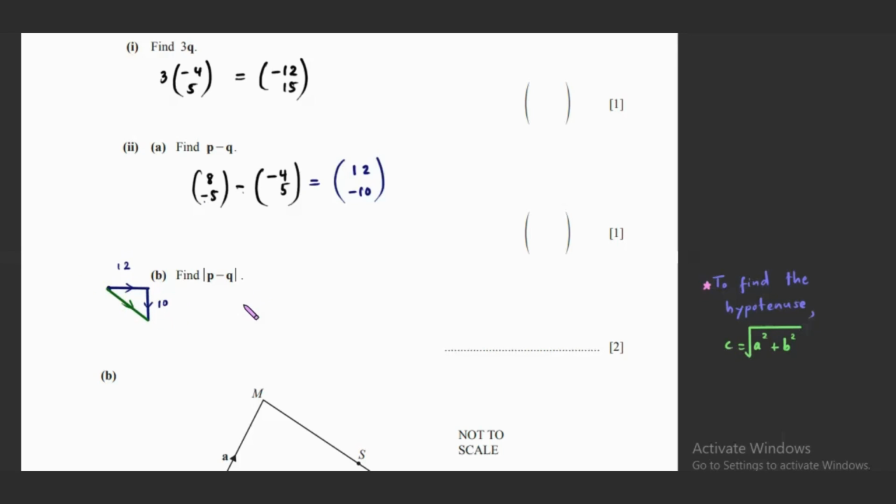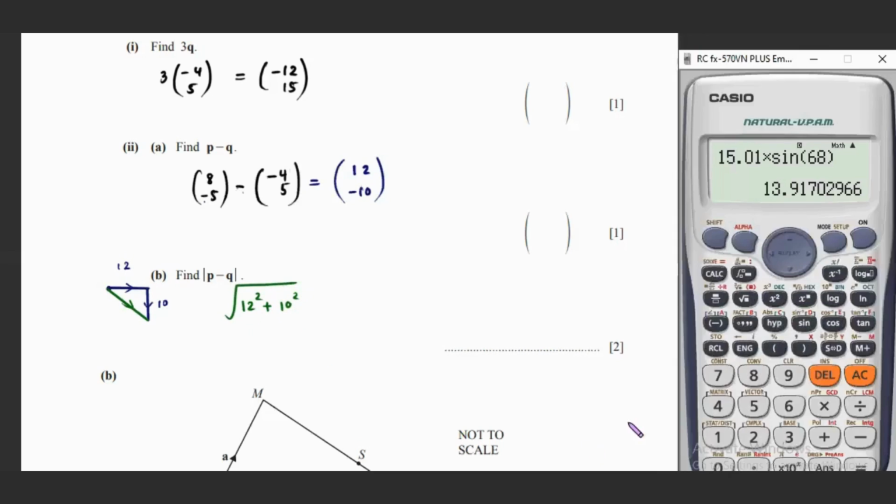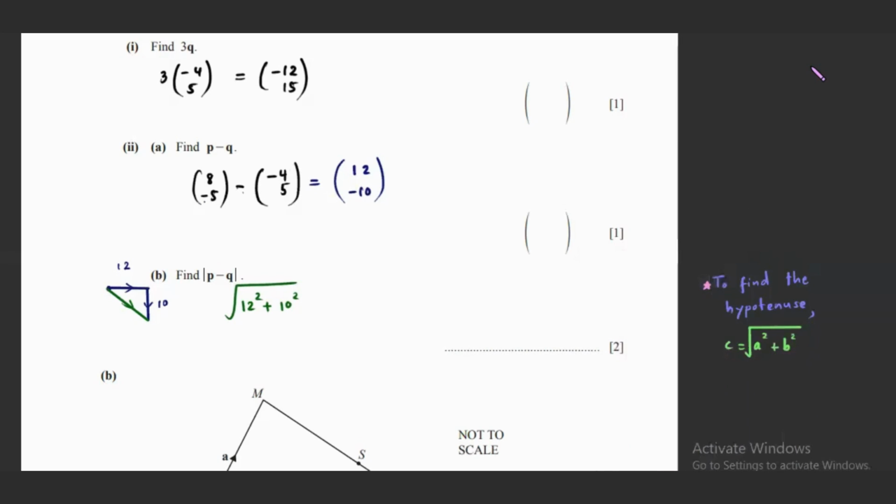So to find the hypotenuse, we square the two shorter legs, add them together, and then square root it. So I'm going to put this in the calculator. We have square root of 12 squared plus 10 squared. When I do that, that gives us 15.62. So this 15.62 is the modulus of P minus Q, or the hypotenuse here.